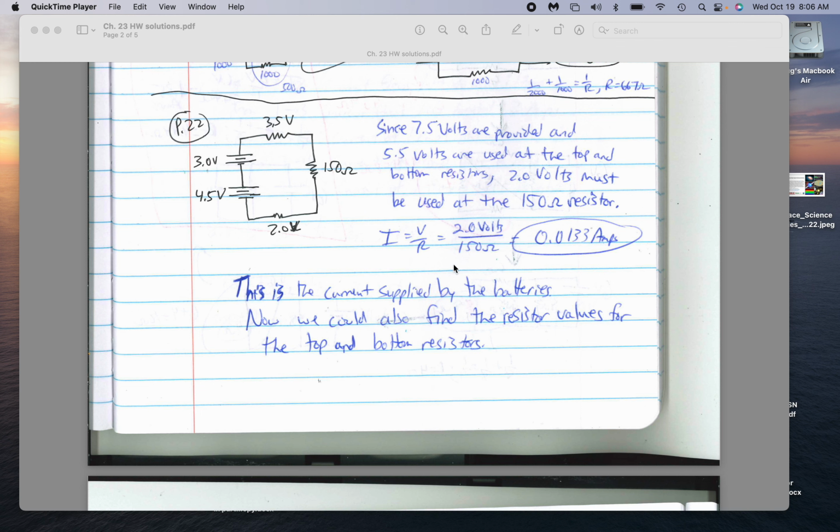So then I simply use Ohm's law. I equals delta V, potential difference, divided by R, 2 volts over 150 ohms, and that gives me the current. That would be the current through all these resistors, by the way, and through the batteries.